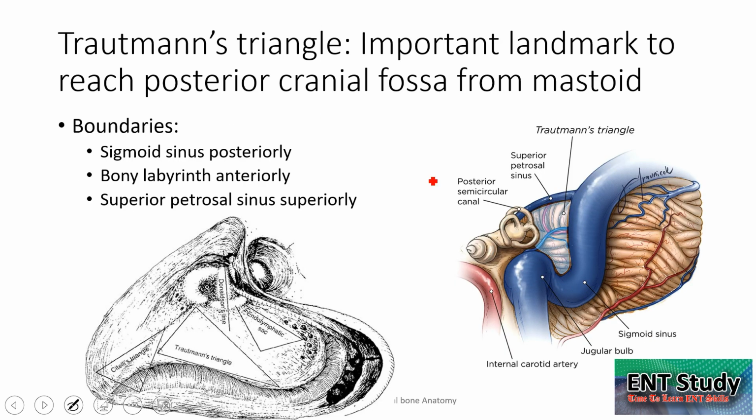So what is Trautmann's triangle? It is the important landmark to reach the posterior cranial fossa from the mastoid. So if this is the dural plate, and this is the sigmoid sinus, and this is the vertical part of the facial nerve, and this is the part where you have your semicircular canals. So in Trautmann's triangle, you could reach up to the posterior cranial fossa of the brain through this triangle, anterior to which are the semicircular canals. Posteriorly, we have the sigmoid sinus, and superiorly we have the superior petrosal sinus.